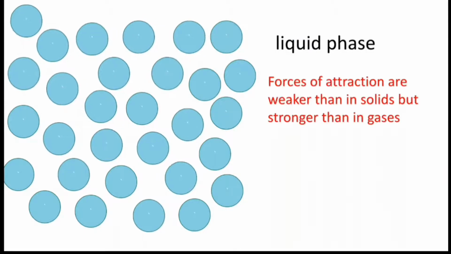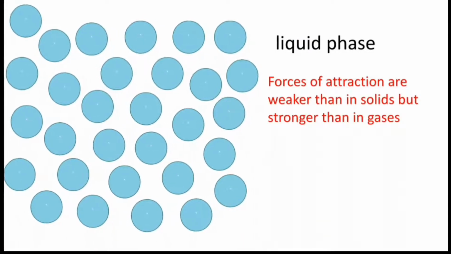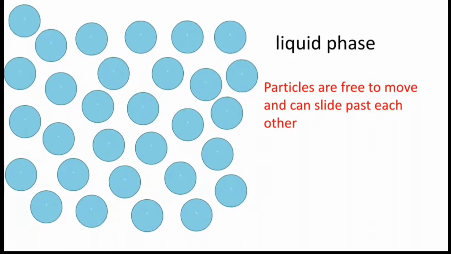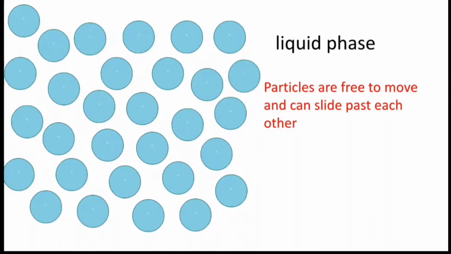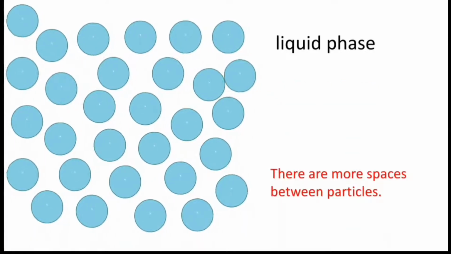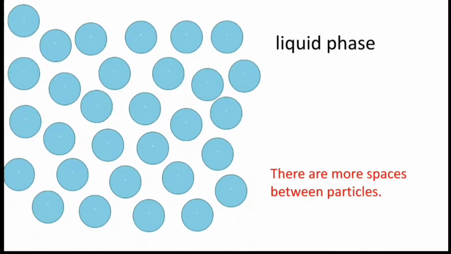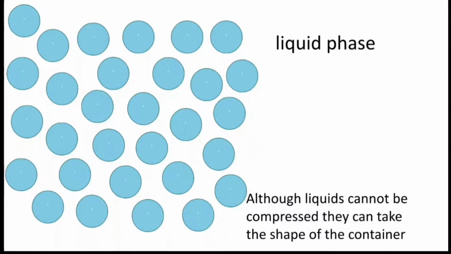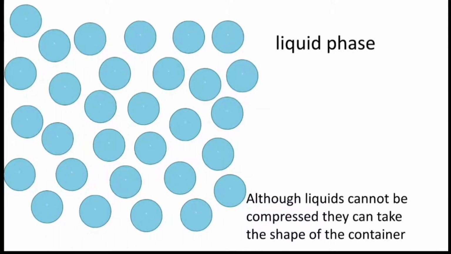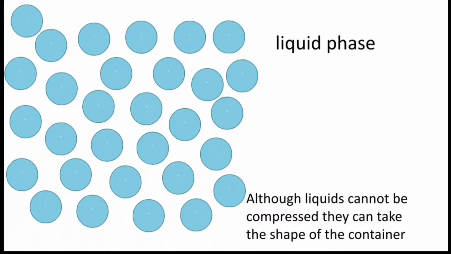In the liquid phase, the forces of attraction are weaker than in solids, but stronger than in gases. The particles are free to move and can slide past each other. There are more spaces between particles. Although liquids cannot be compressed, they can take the shape of the container. Very important property of liquids is that they cannot be compressed.